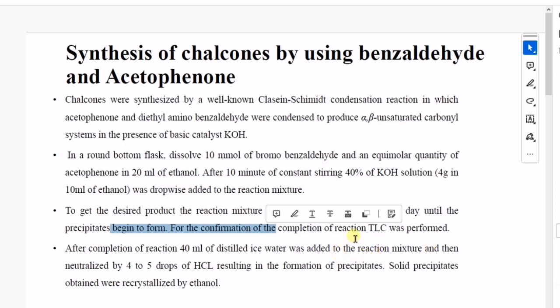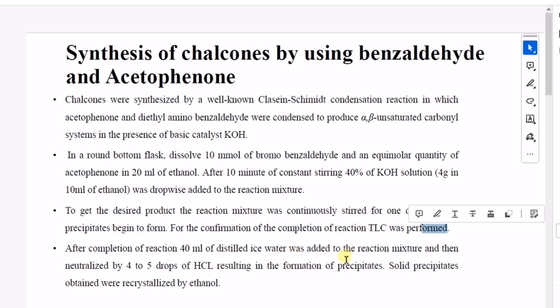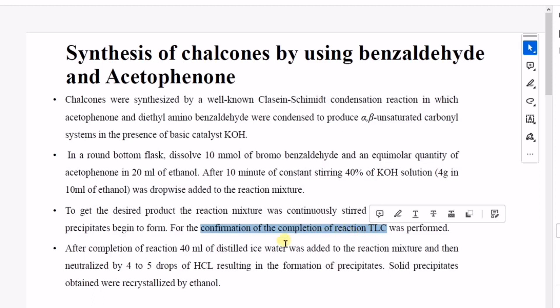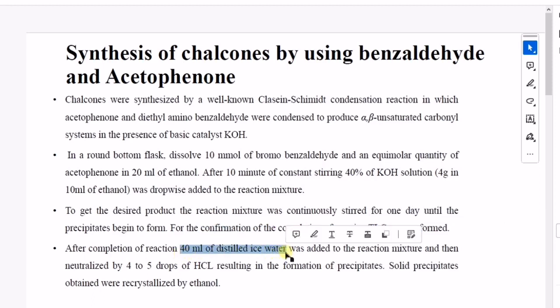When TLC is clear, then what you have to do is its workup. For workup of chalcones you need 40 ml of distilled ice water. When the reaction has proceeded, take that reaction mixture solution in a beaker, and then you have to slowly add 40 ml of distilled ice water.